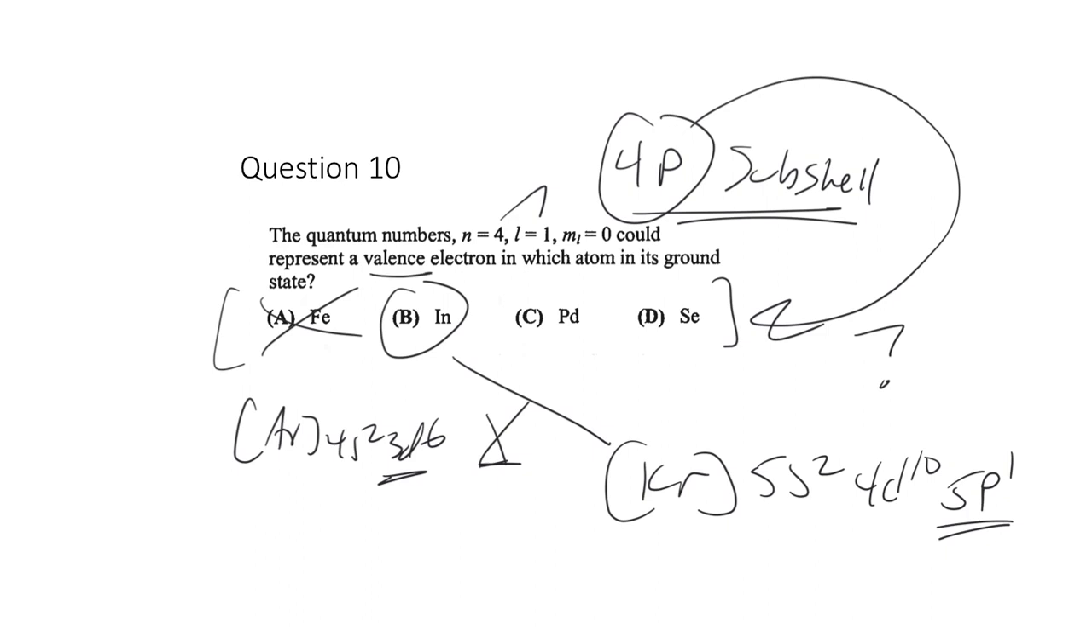It's just not a valence electron. So part of the krypton configuration uses the 4p subshell, but not in a valence shell orbital. So no valence electron does in indium. I don't know why it's circled, but that's not the answer.